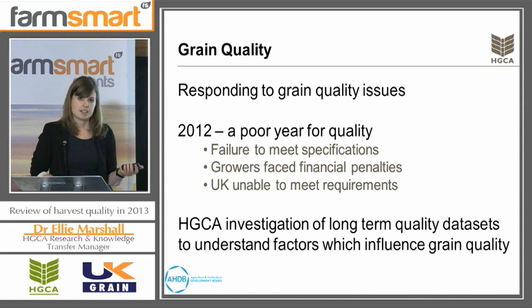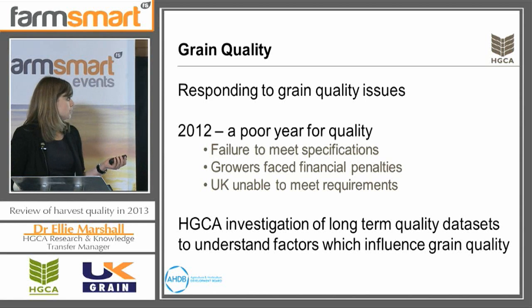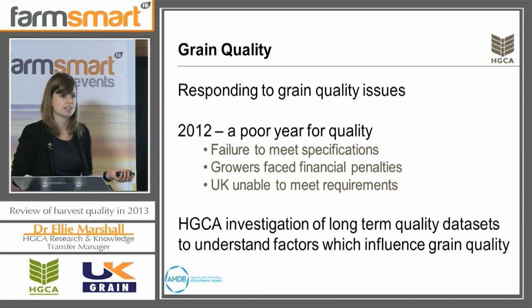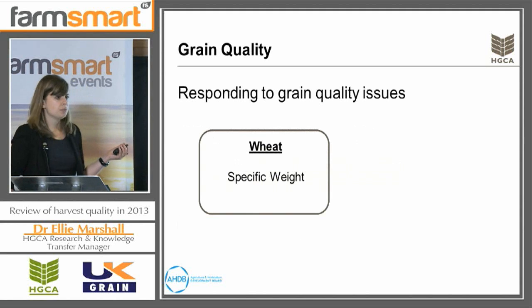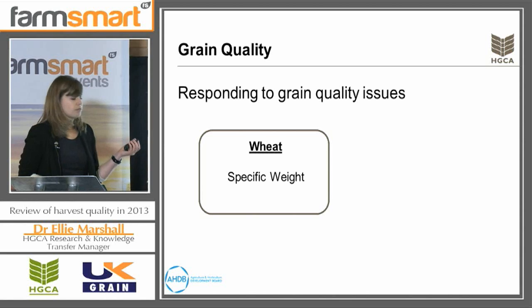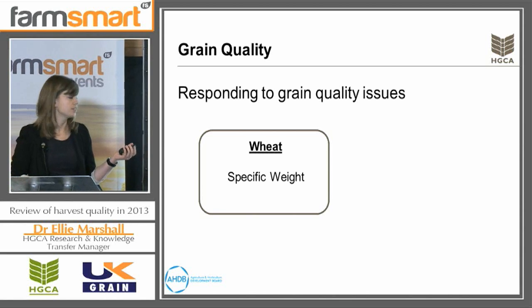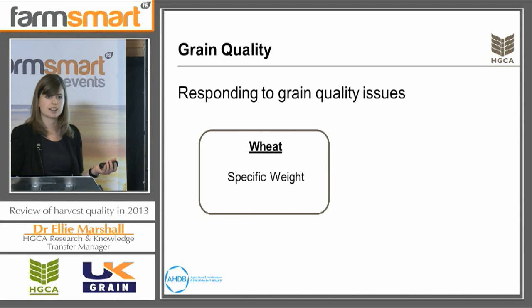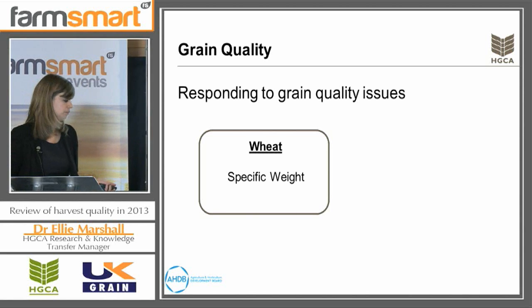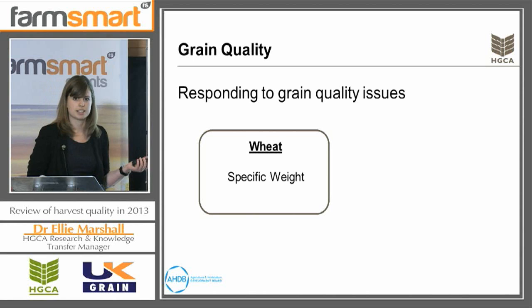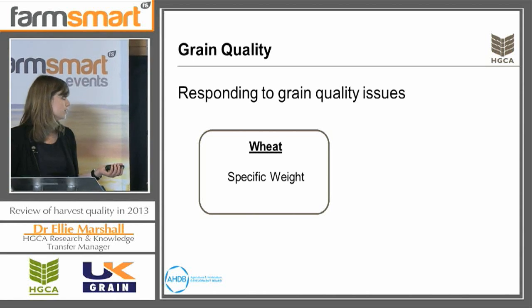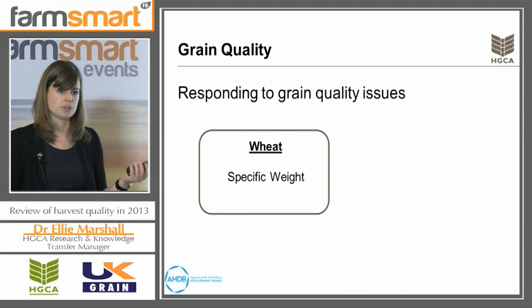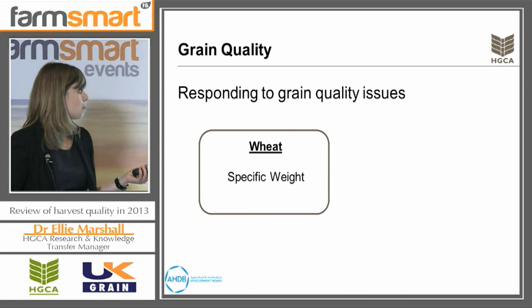I'll be talking to you today about two investigations we've conducted using long-term quality data sets to understand the factors which can influence this grain quality. We'll be looking at two of our major crops. Firstly, wheat. Now, there are three main characteristics for specifications on wheat: specific weight, Hagberg falling number, and protein content. This investigation has so far been conducted on specific weight, although we are also looking into Hagberg falling number and protein content. But for the purposes of this talk, I'll be focusing on specific weight.